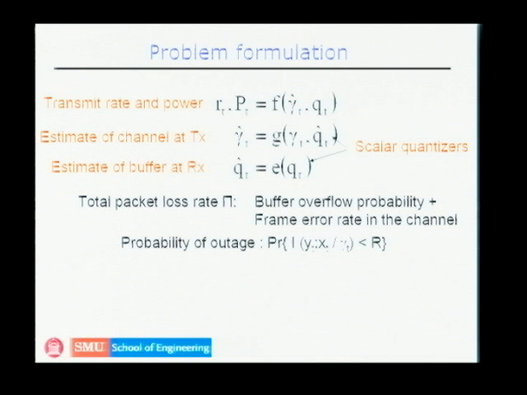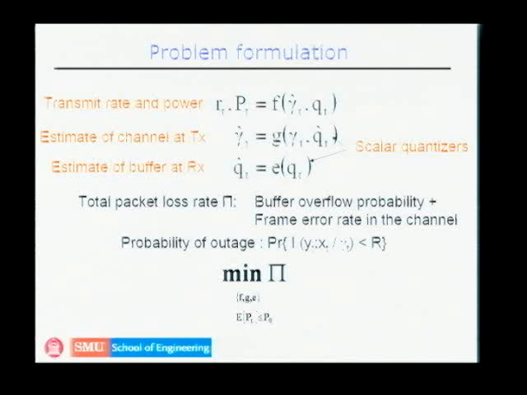And then of course we calculate the buffer overflow probability by setting up the whole thing as a Markov chain. At the transmitter the Q process will behave like a Markov process, and from that you can calculate the buffer overflow probability. So the optimization is that you want to minimize this error rate over your choice of F, G, and E, the three functions: your rate control, your channel quantizer, and your buffer quantizer, such that your average power constraint is met. Right? So now let me talk about the special class of functions that we are going to consider.